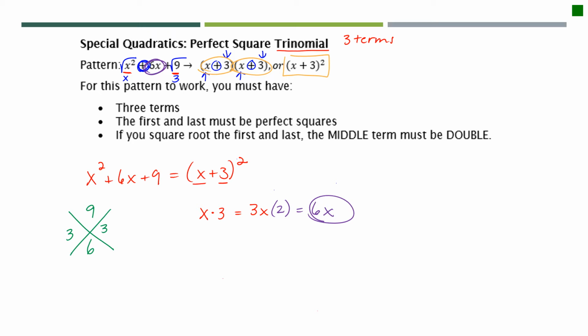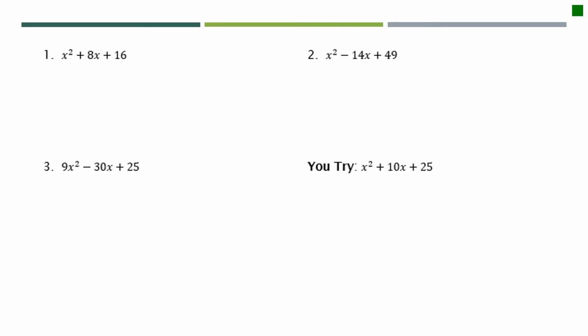So anytime you do a diamond and you get the same exact number twice, it means you actually were factoring a perfect square trinomial, you just didn't realize it. But you should end up with the same answer either way. So this would be x plus 3, or you could write it as x plus 3 squared since it's the same factor twice. So we're going to factor these.